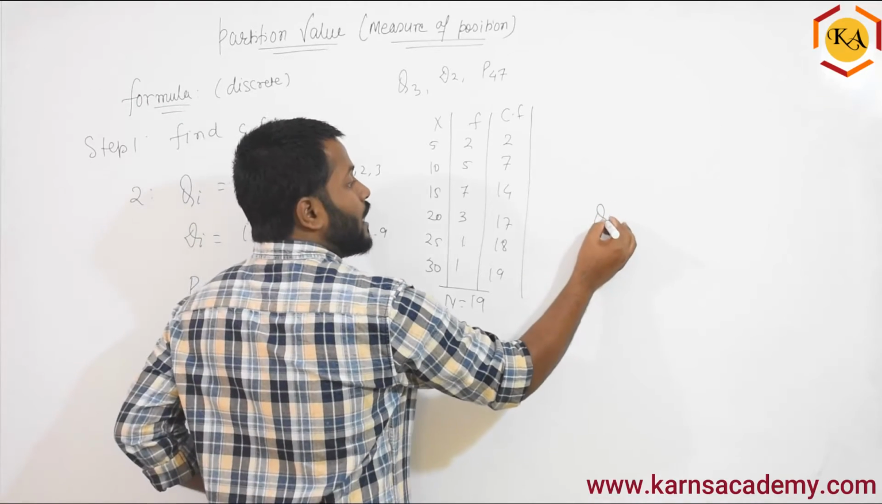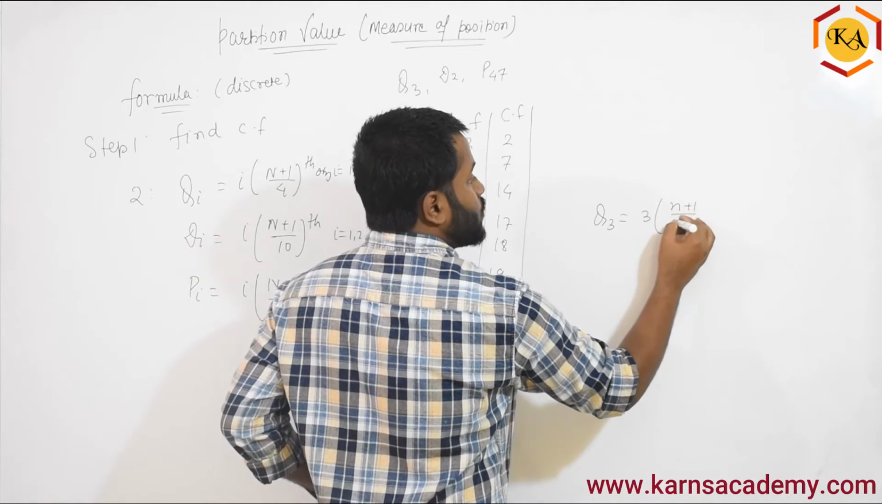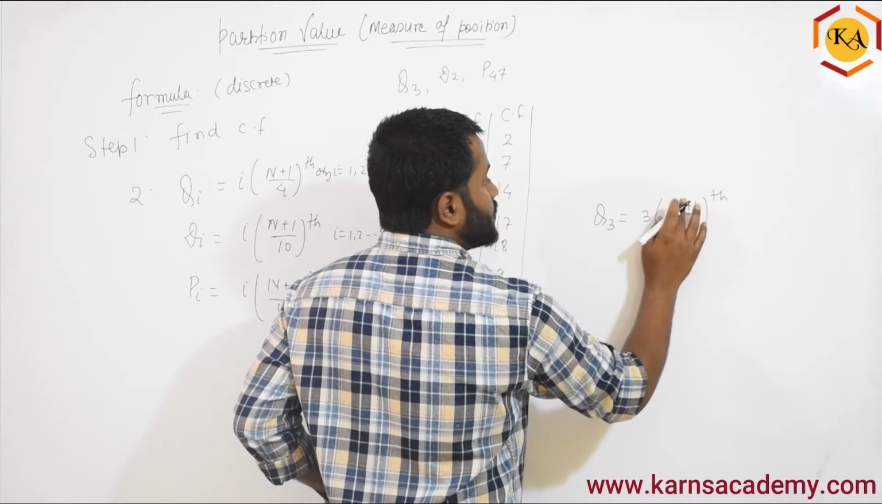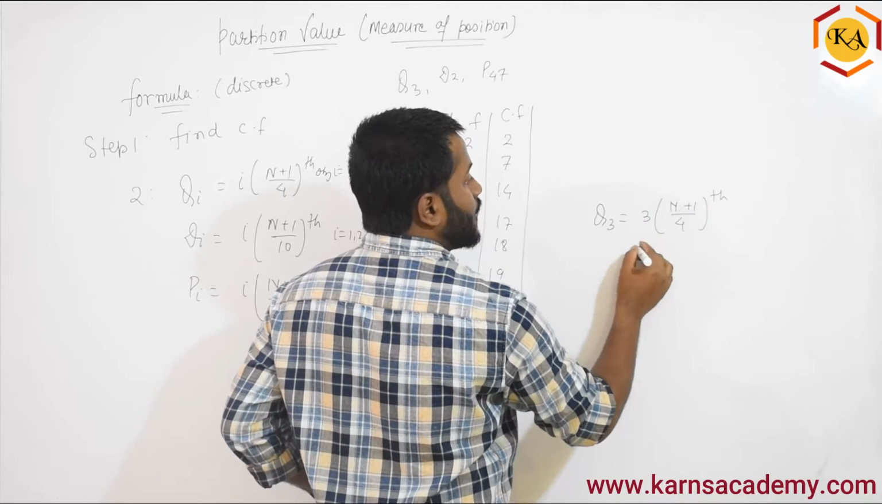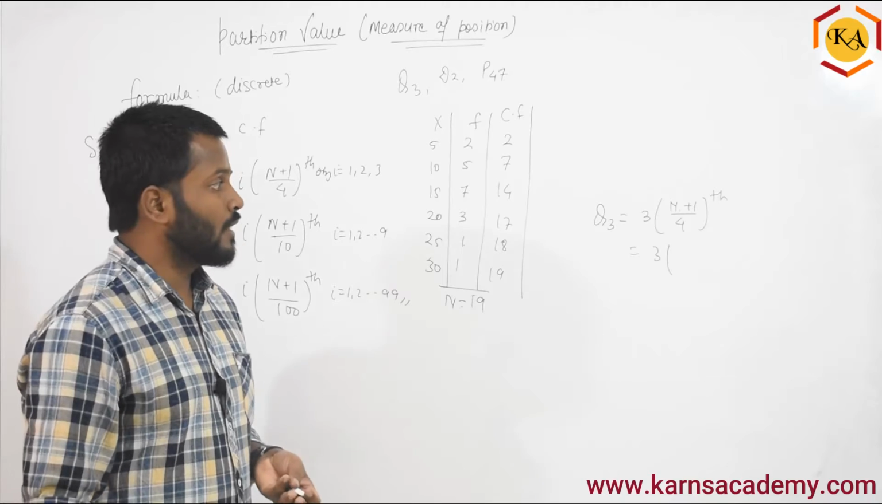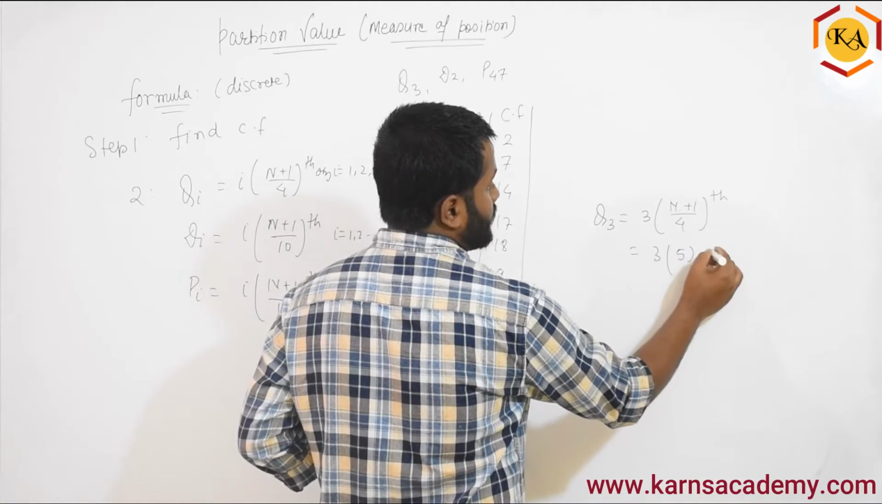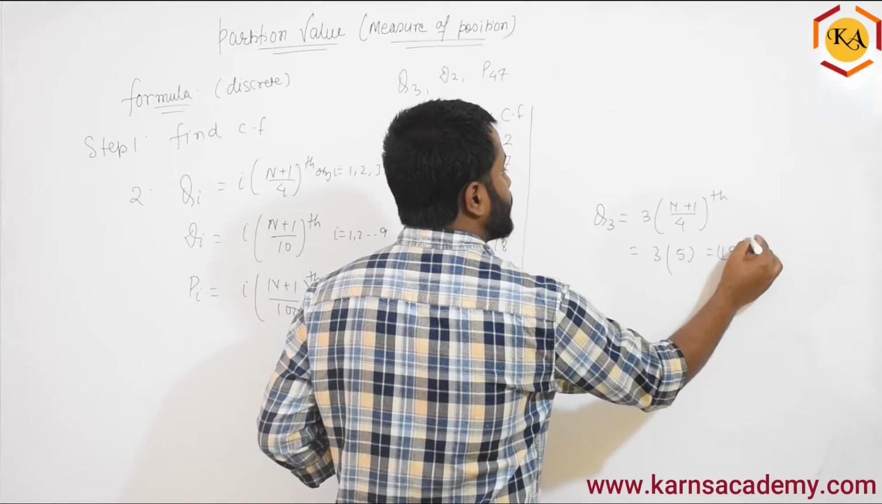Start with Q3. If they have asked you Q3, which is the 3 into N plus 1 by 4th observation. Sorry, this will be the capital N. So 3 into, what is the capital N value? 19. 19 plus 1 by 4, so 20 by 4. 20 by 4 is 5. So 3 fives are 15.